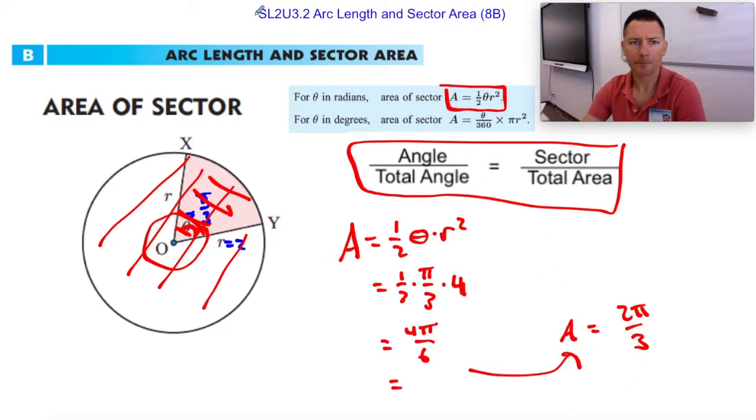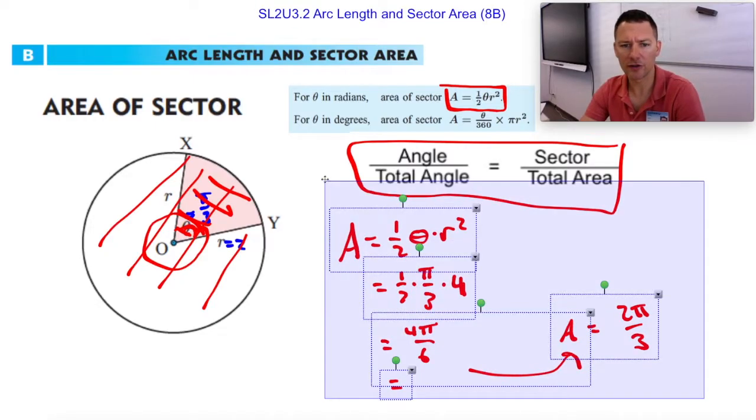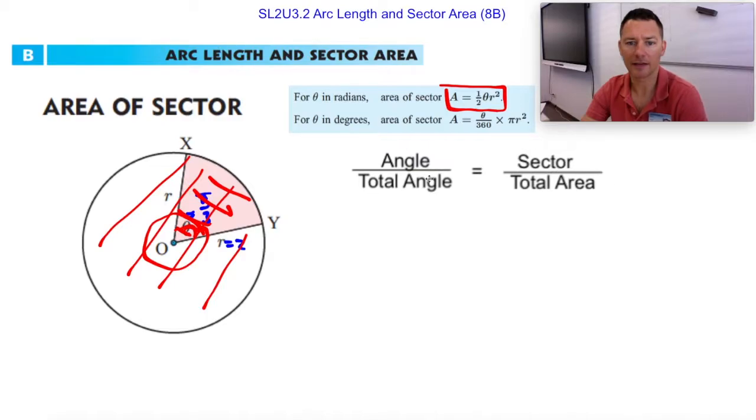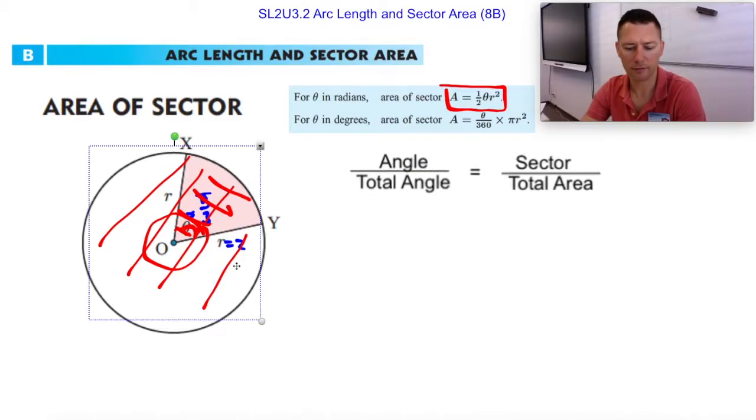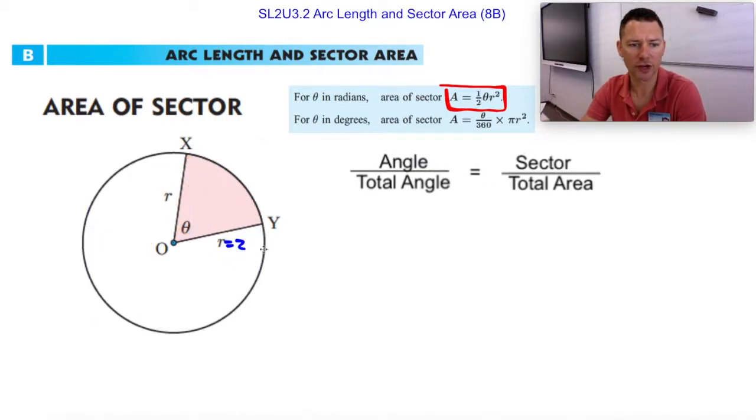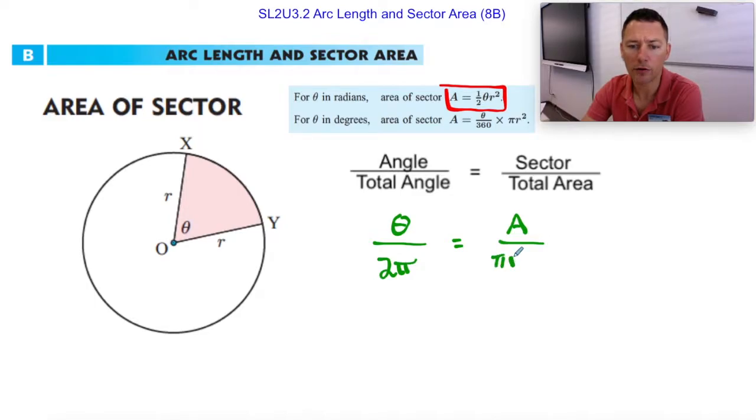Great. If you're interested in the derivation, it's exactly the same thing, but it's just with variables. So if you're interested, check it out. If you're not, fast forward me, but here's the derivation. The angle we want is theta, the total angle is 2 pi, the sector area is A, and the total area is pi r squared.